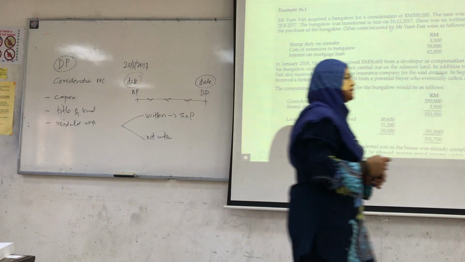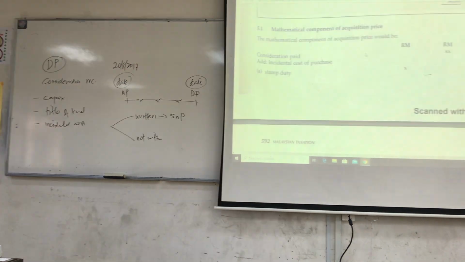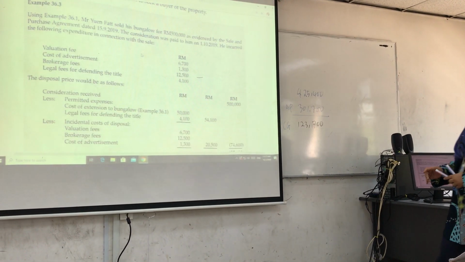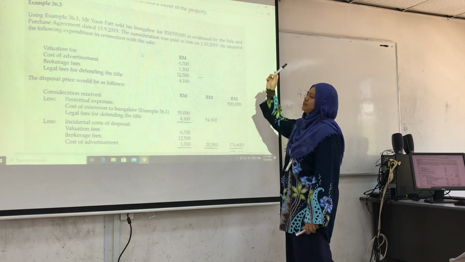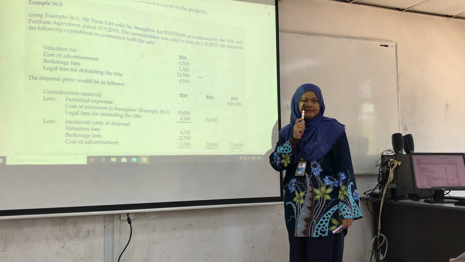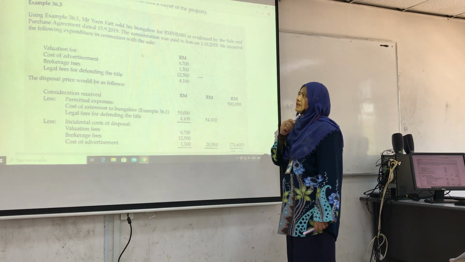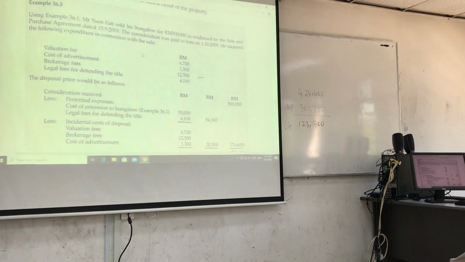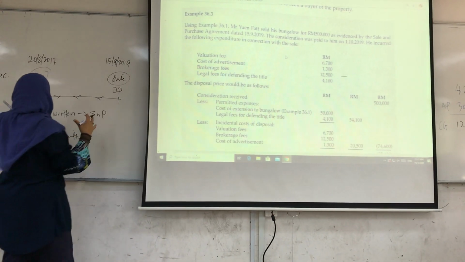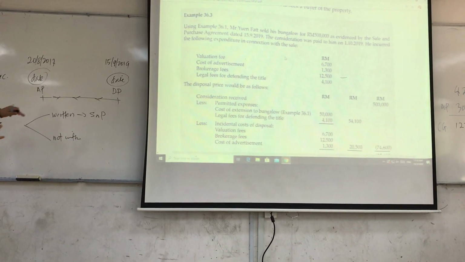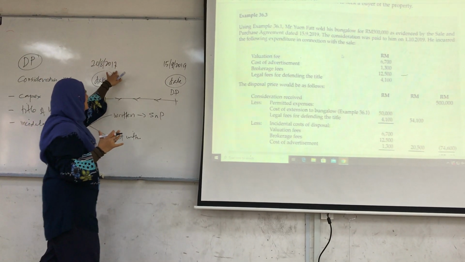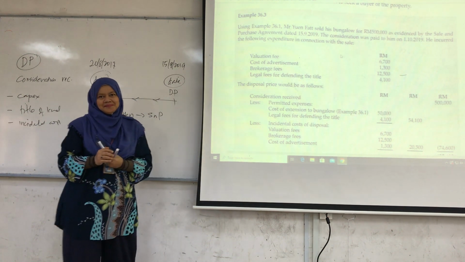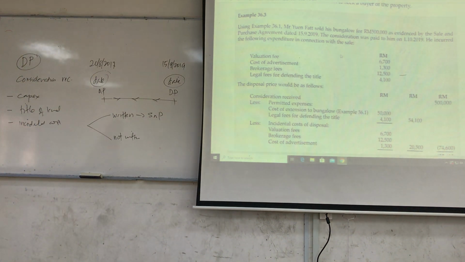So let's see when is the disposal date. 36.2. Mr. Yuan Fat sold the bungalow as evidenced by a sale and purchase agreement. Is that a written agreement or unwritten? Written. So it is 15th of September 2019, and that will be your disposal date. So now you know that for this property, Mr. Yuan Fat acquired 20th August 2017 and disposed on 15th September 2019. How long is the holding period?